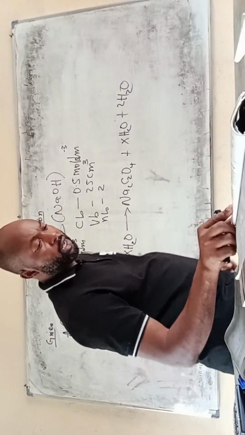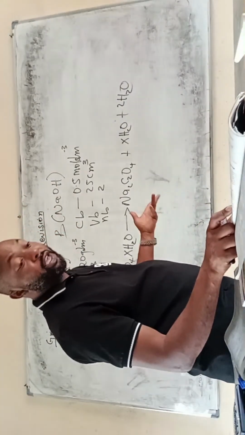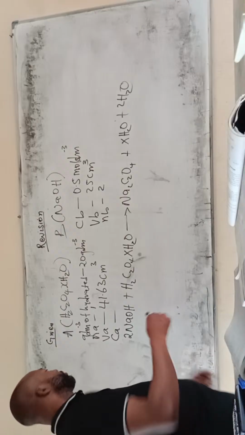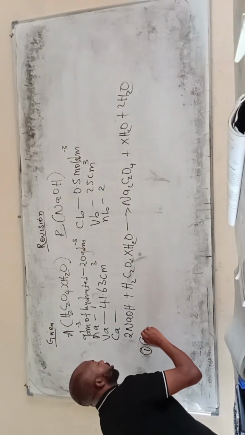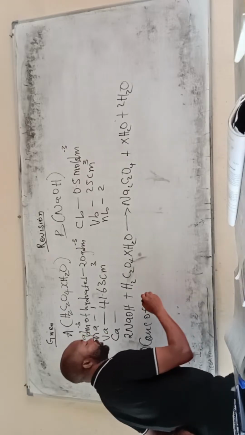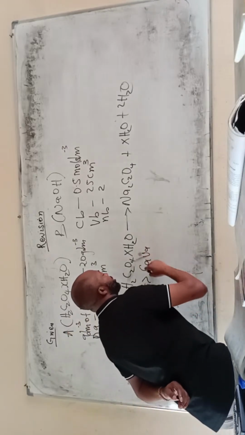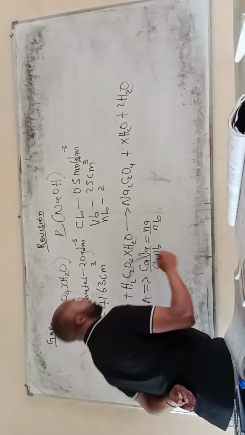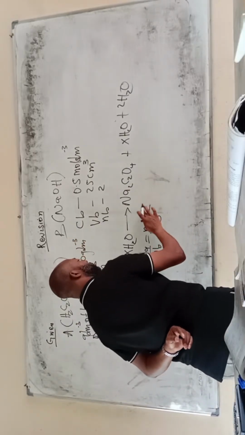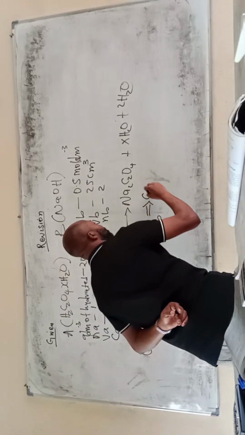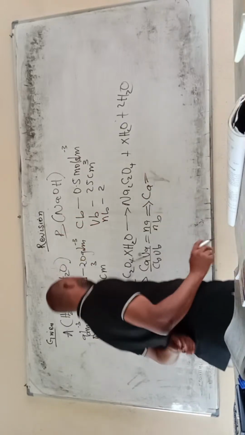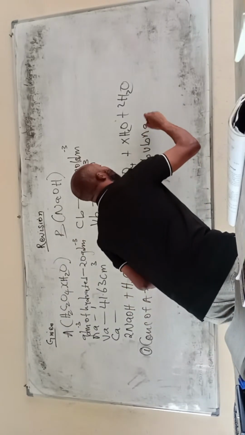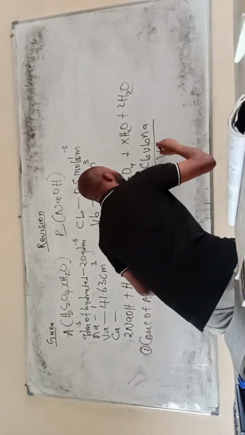First question: calculate the concentration of A in mole per dm cube. So we are going to calculate the concentration of the acid, CA, first. Question number 1, concentration of A. We use the formula CAVA over CBVB equals NA over NB. And CA, which we are looking for, equals CBVB NA over VA NB.